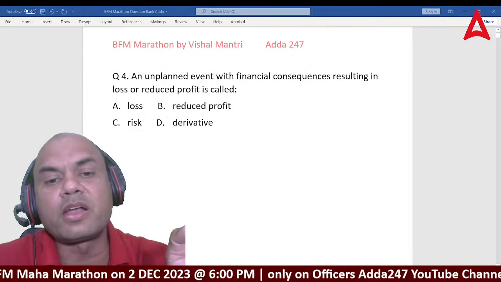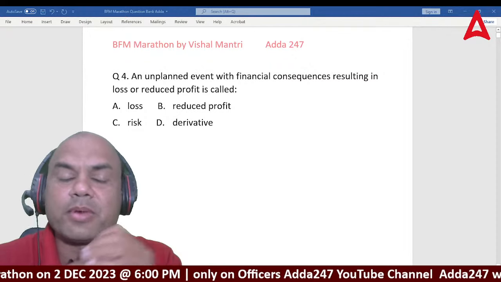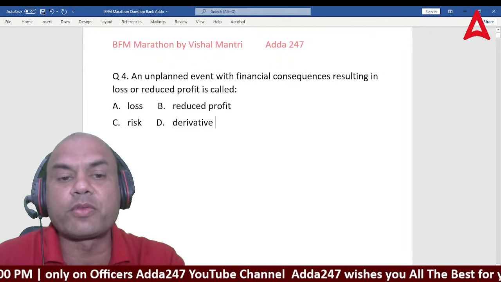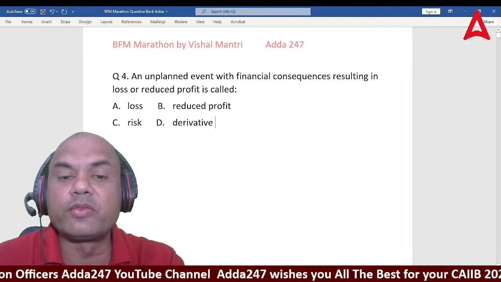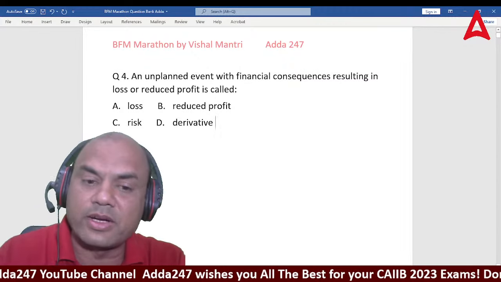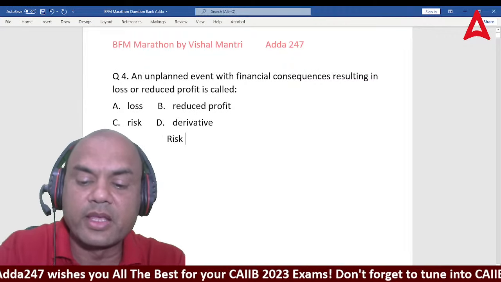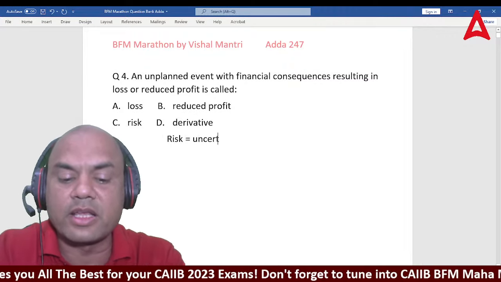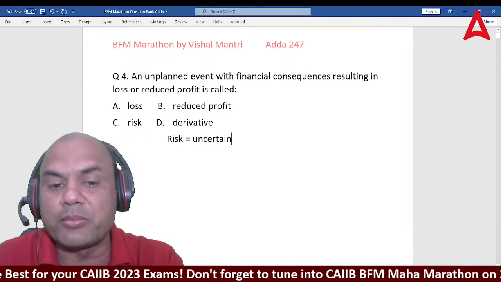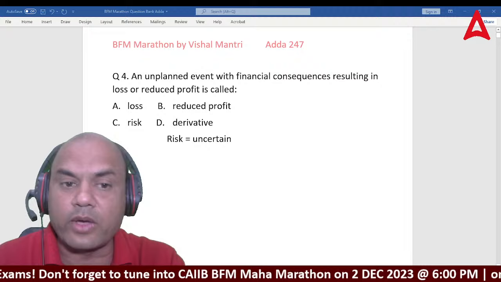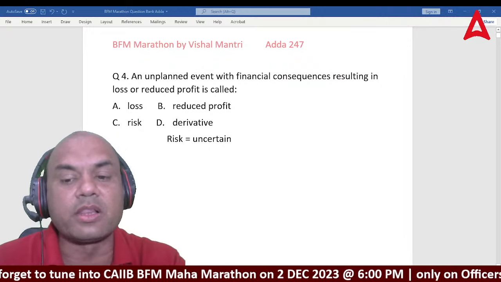Risk means what? It is an uncertain event. Remember this concept of risk, BFM. Risk will always be an uncertain event. Let me write it over here: risk equals uncertain event. Uncertain is a very important word. Whatever you know is going to happen is not a risk at all.